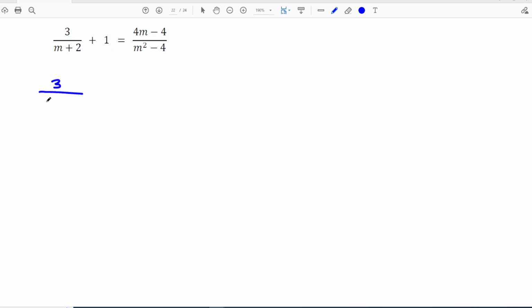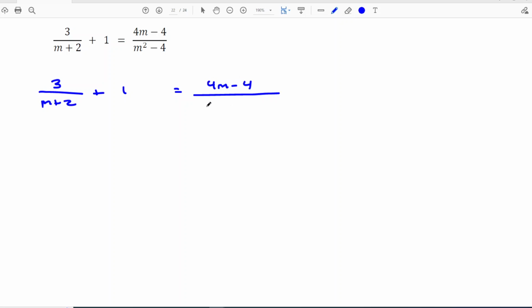We've got 3 over m plus 2 plus 1 equals 4m minus 4. I do not factor my numerator. I find if you factor your numerator in a rational equation, it's a waste of time because you end up having to multiply back through.